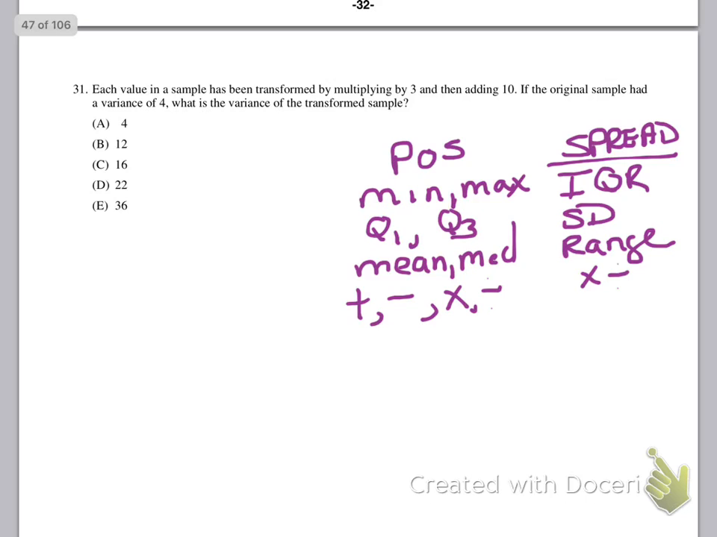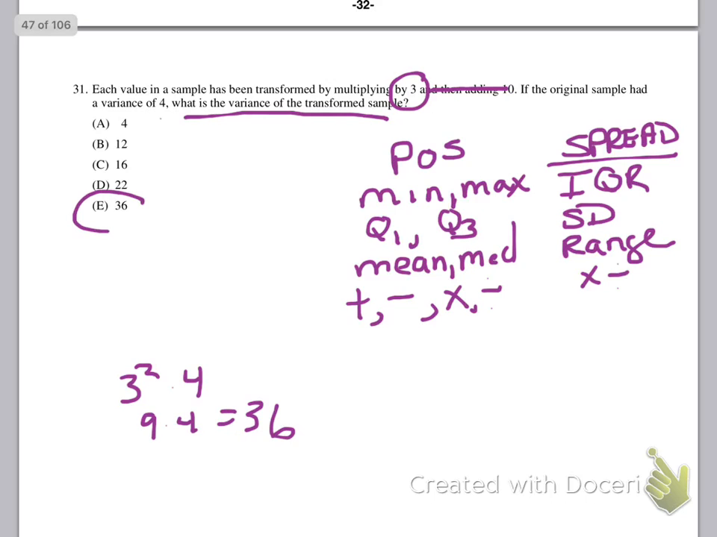So, look at what they want to know. The variance. What is the variance? Okay, so when we add, we don't do anything. Remember, we got to get it up to variance. So it has a variance of 4, but we're going to multiply by 3. So that's going to be 3 squared times 4, which is 9 times 4, which is 36. Okay, so the answer is E.